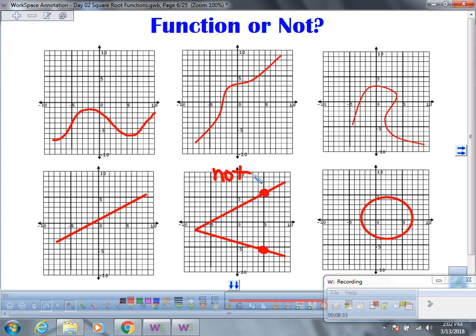Let's look at the other ones. Is this a function? Yes. Put in one thing, get one thing. Yes. Put in one thing, get 2 things. Not a function. What about this one? Nope. And this one? Yes. And this one?